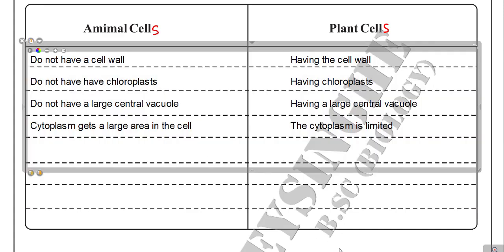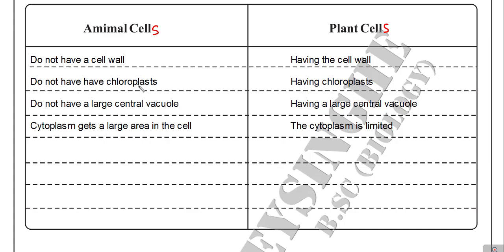Do not have chloroplasts. Okay, it does. And plant cells, they are having the chloroplast. For photosynthesis, it needs the chloroplast. Right? The green color pigments, chlorophylls, are inside the chloroplast. Do not have a large central vacuole. You understand? Plant cells, they are having the large vacuole.